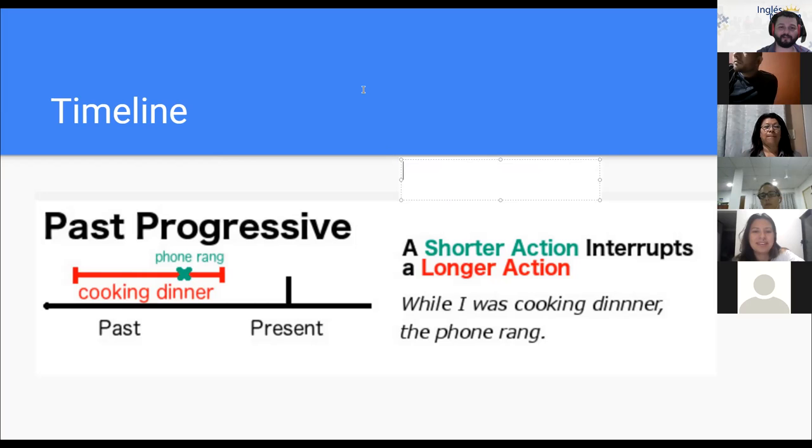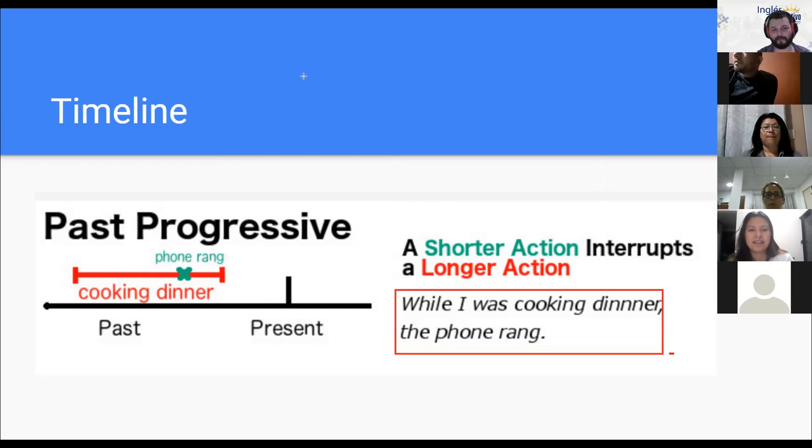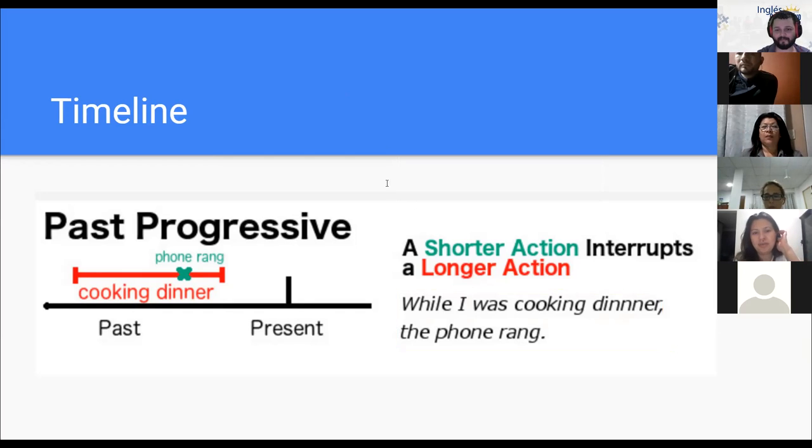All right, Maylin, take a look at this example, okay? And tell me if there is something that you need help with. While I was cooking dinner, the phone rang. Cuando estaba cocinando dinner, sonó el teléfono. Yes, I understand. And while I was driving.